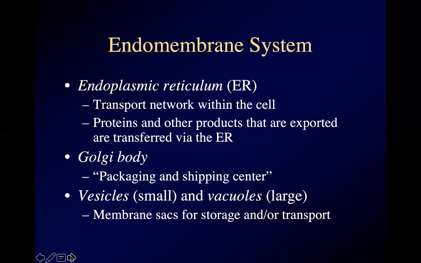Proteins that are going to be sent out of the cell end up in the Golgi, where they get sorted. They may be modified in various ways, and they get packed up for transport. And then cells may also contain small little bubbles of membrane called vesicles, and or large bubbles of membrane called vacuoles that can be used for storing products or transporting them or various other things.